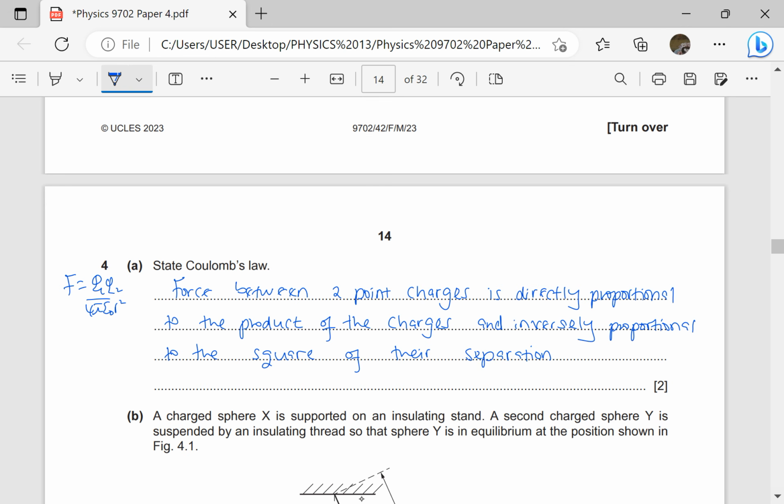So the force between two point charges, it should be point charges, is directly proportional to the product of the charges and inversely proportional to the square of their separation, not to the square of the distance. It is the square of their separation. When you say distance between charges, without saying the square of the separation between the charges, then it is not going to be valid, or you will lose 1 mark. If you don't refer to point charges, you also don't get the second mark.